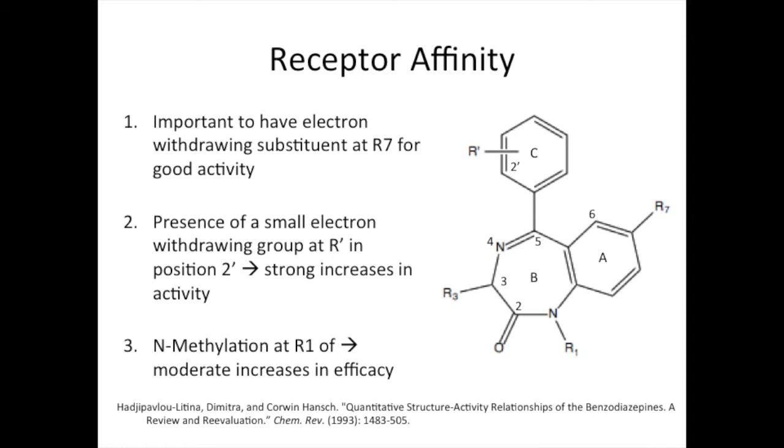After the introduction of Valium, people made many more benzodiazepines. SAR analysis demonstrates that certain structural alterations are especially useful in promoting receptor affinity. Demitra and Honch illuminate that the most important features for elevating receptor affinity are having an electron-withdrawing substituent at R7, a small electron-withdrawing group at R' in position 2', and N-methylation at R1. Common electron-withdrawing groups at R7 are chloride and nitro groups, while the most common substituents for R' at position 2 on the aryl ring are chlorine and fluorine.